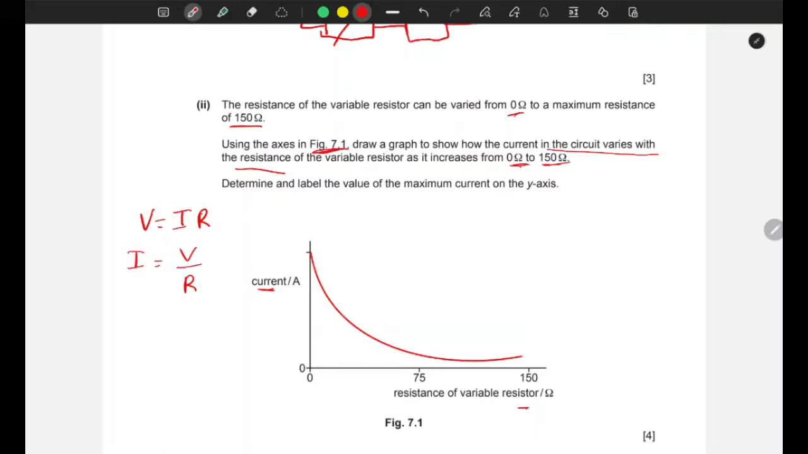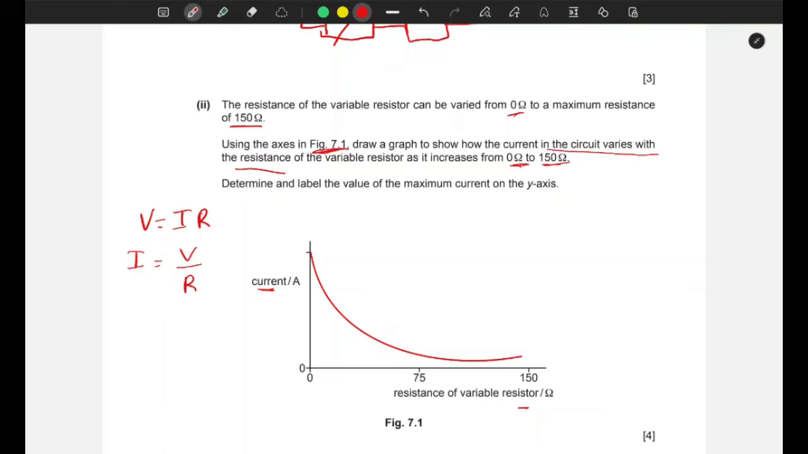So the curve is going to be something like this, because to show that current is inversely proportional to the resistance, it is not going to be a straight line graph, because the value slightly decreases, or the gradient slightly decreases.